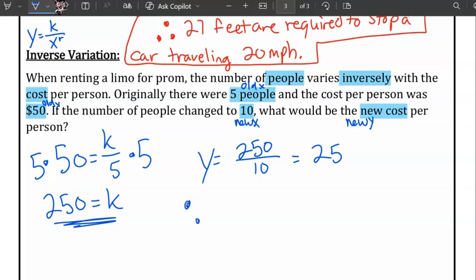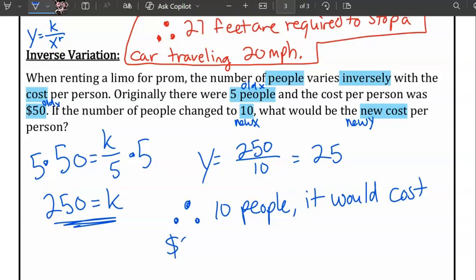This means if there were 10 people, it would cost $25 per person to rent the limo.